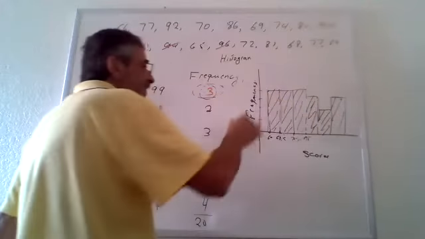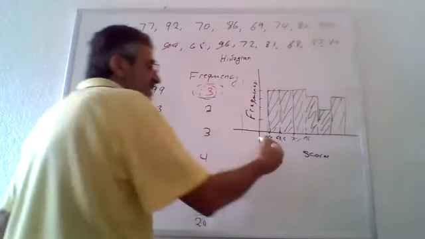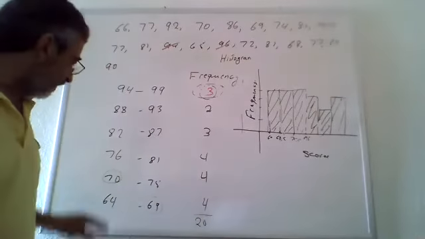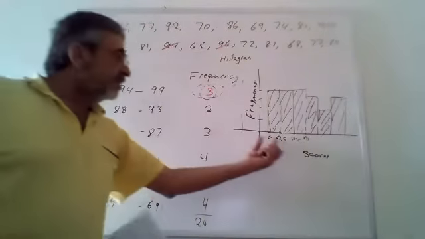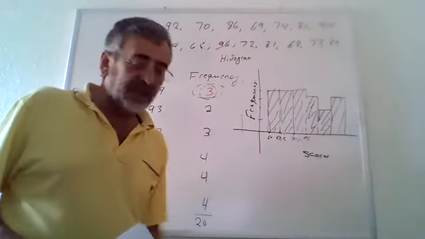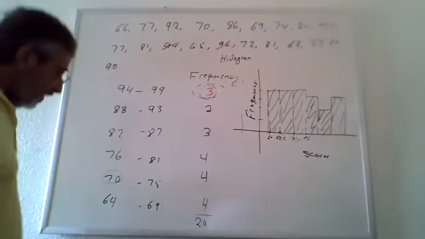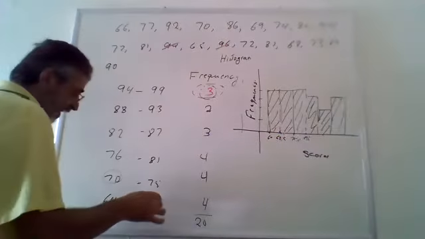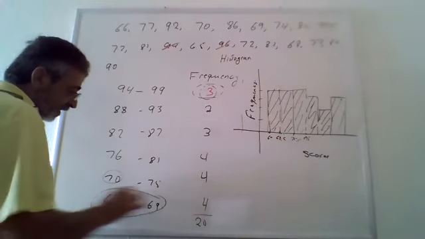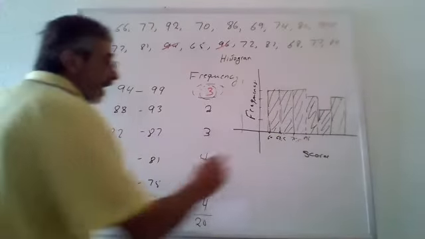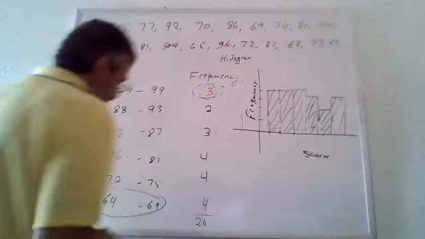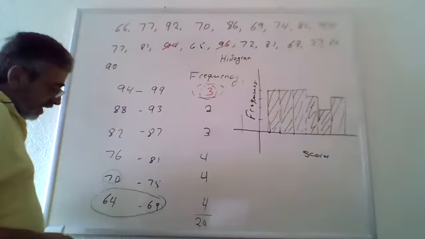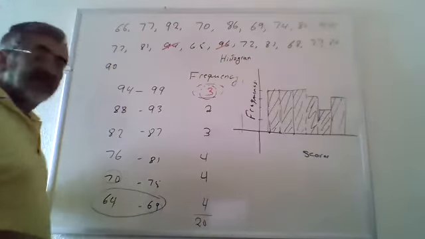So this line over here represents the frequency. This line over here represents the scores. And since we're talking about the scores in there, these are my scores. Sometimes, in order not to confuse this issue, we take the middle number another way, and we give it one name. So 64 and 69, halfway is 66.5.